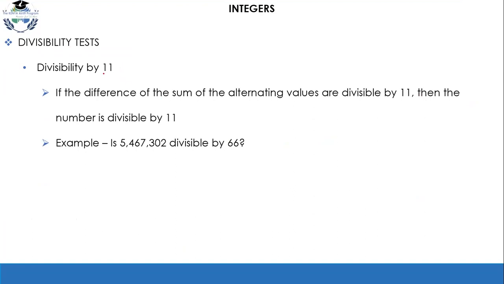The next divisibility is by 11. If the difference of the sum of alternating values is divisible by 11, then the number is divisible by 11. So we have an example here. Example is 5,467,302, divisible by 66? This one, we just need to know if it's divisible by 11, right? So if it's divisible by 11, then it's going to be divisible by 66 here.